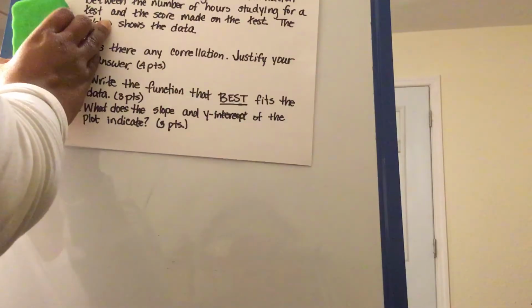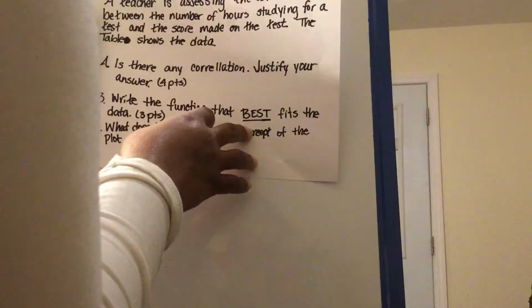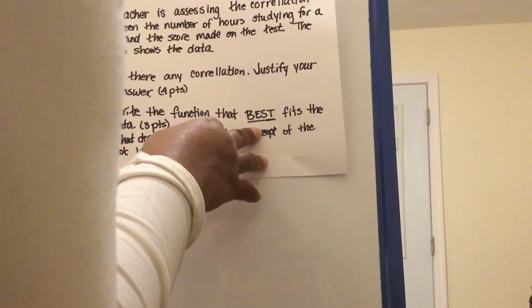Okay, I'm going to be talking tonight about how you figure out the correlation. So, we're going to be talking about correlations of data. We have a problem that says the teacher is assessing the correlation between the number of hours studying for a test and the score made on the test. The table shows the data.